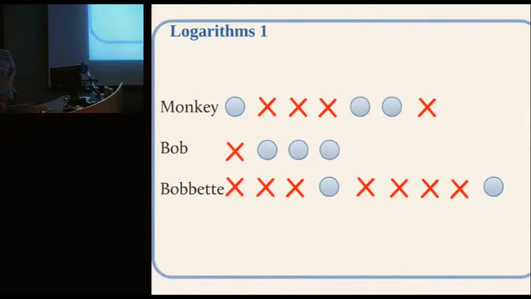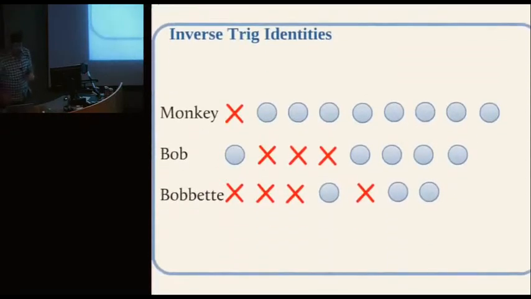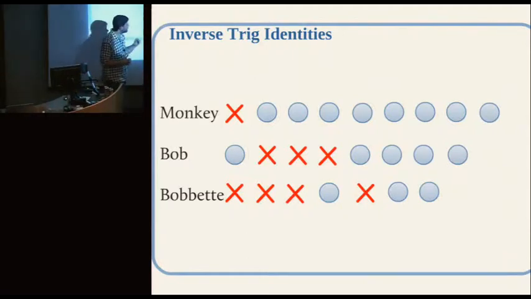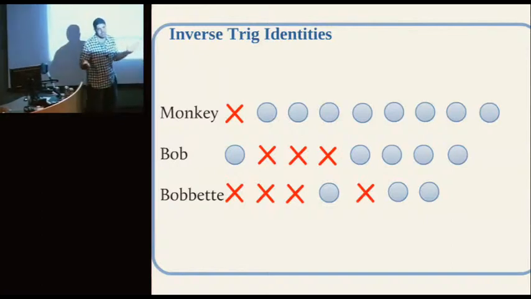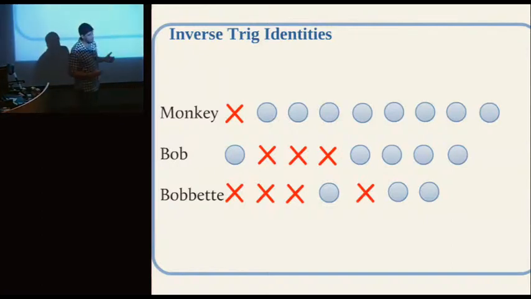We have it for Logarithms 1. We have it for inverse trig identities. And what we want to start doing is coming up with more and more models that let us try to answer the really important question: when has a student mastered a concept? Right now we have a very simple system. You have to get 10 in a row and then you've mastered it. That might not always be the case.